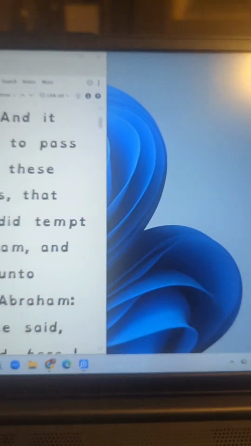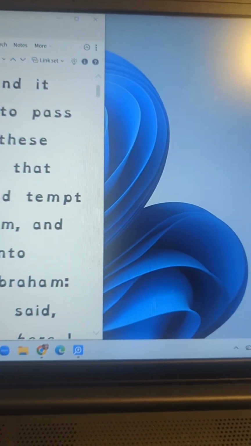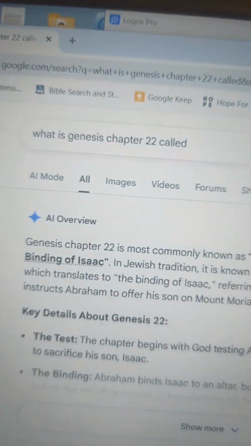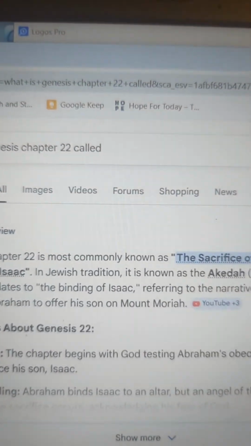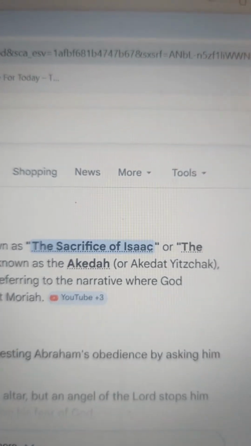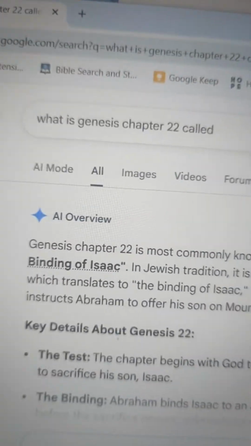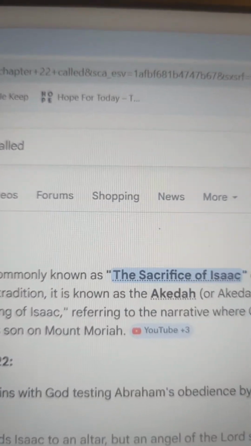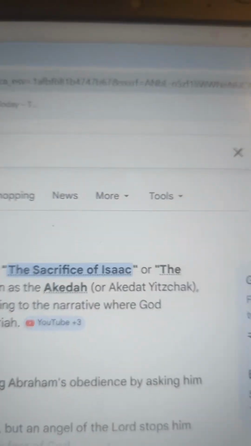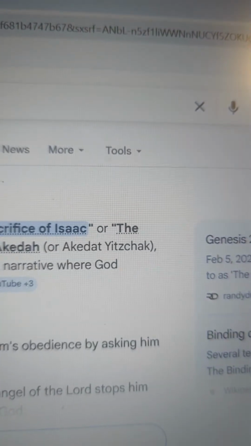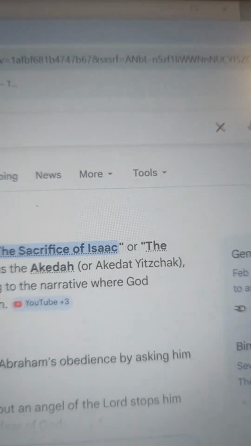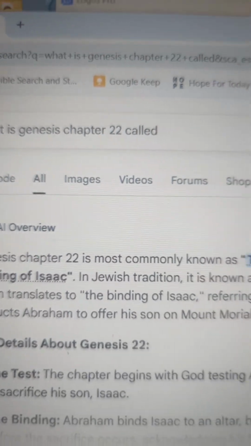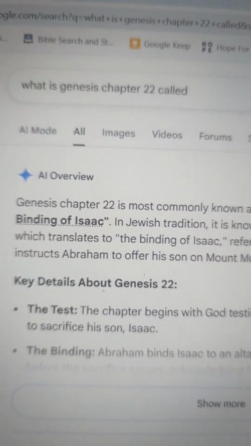So this is Genesis chapter 22, but then when I looked up some information about Genesis chapter 22, I came across this. Genesis chapter 22 is most commonly known as the sacrifice of Isaac or the binding of Isaac. In Jewish tradition, it is known as the Akedah, or Akedah Yitzhak. That's the Hebrew name for Isaac, Yitzhak, I think, which translates to the binding of Isaac, and so on and so forth.